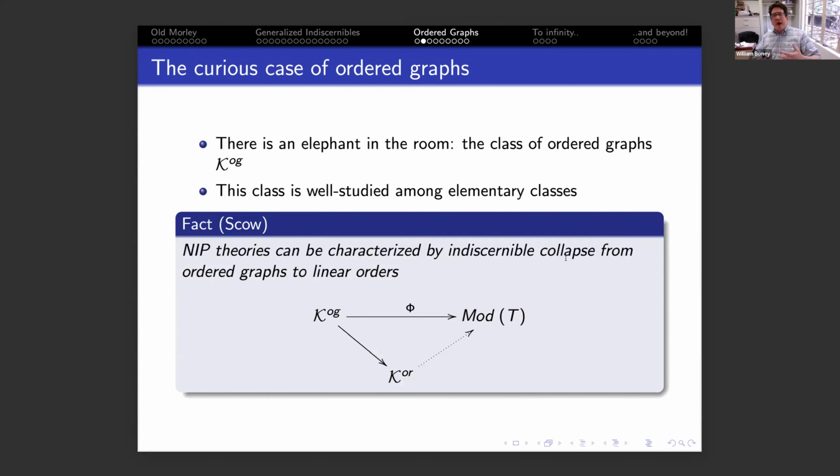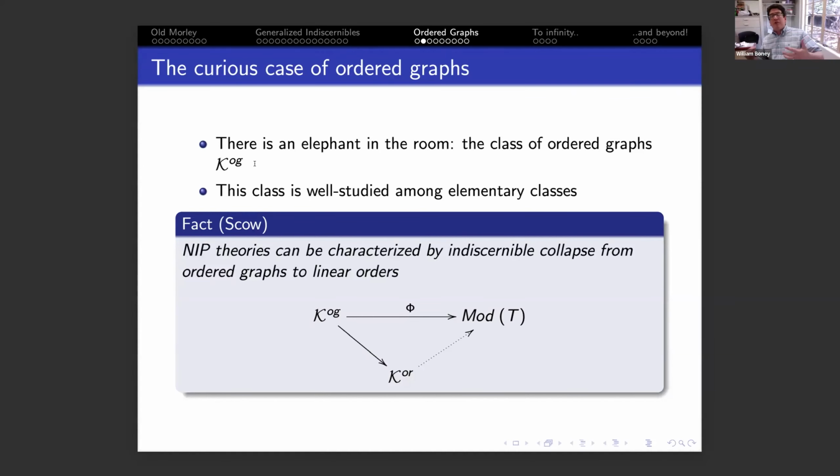And especially when I start talking about indiscernible collapse, ordered graphs is one of the first things you should think of, because after Shelah's proof that stability can be characterized by collapse of order indiscernibles to set indiscernibles, I guess many years after, Lachlan and Scow showed that NIP theories, which is some other dividing line, can be characterized by indiscernible collapse from ordered graph indiscernibles to ordered indiscernibles. So yeah, I should mention KOG, OG stands for ordered graph.